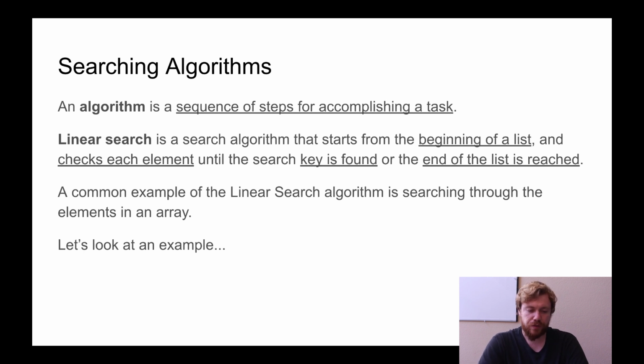So we're going to start with linear search. Linear search is a search algorithm that starts from the beginning of a list and checks each element until the search key or search element you're looking for is found, or the end of the list is reached. A common example of the linear search algorithm is searching through the elements in an array. So let's go ahead and look at an example of this.